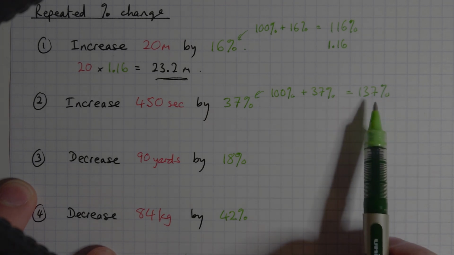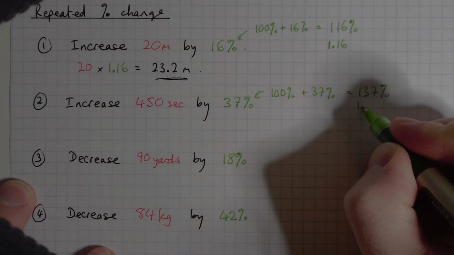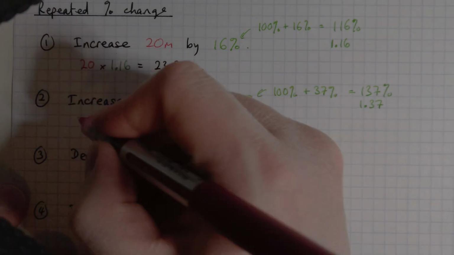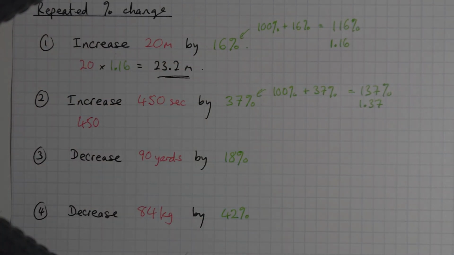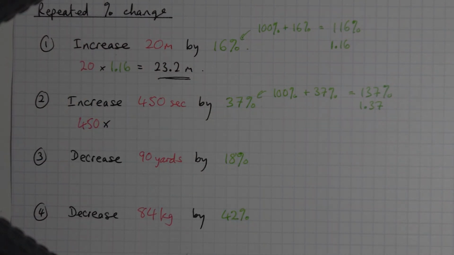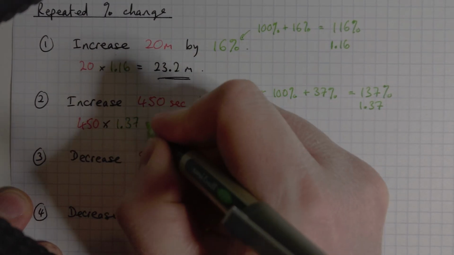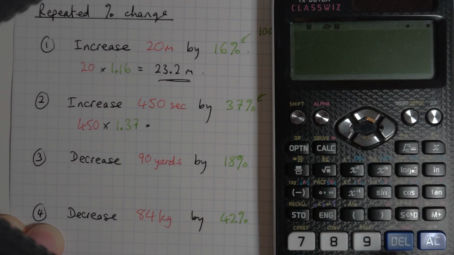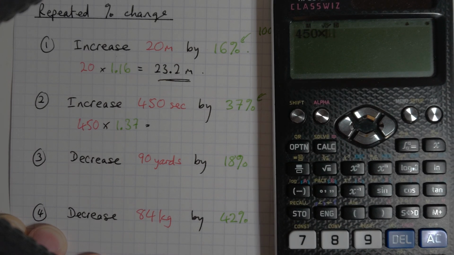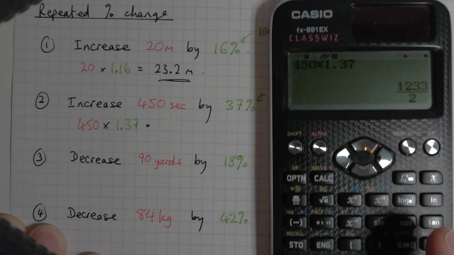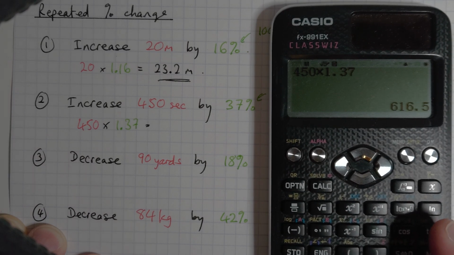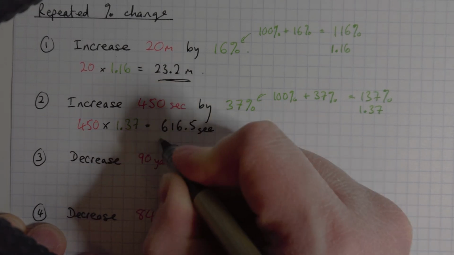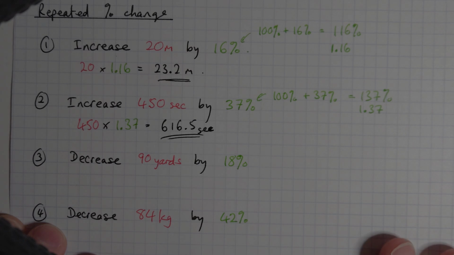Now 137% as a decimal, divide that by 100, 1.37. That's also my multiplier. So if I do 450, the original thing, multiplied by my multiplier, 1.37, I should get the answer to this question. So that's, again, on my calculator, 450 multiplied by 1.37. Calculator tells me if I press SD, that is 616.5. So 616.5 seconds. And that is my final answer.